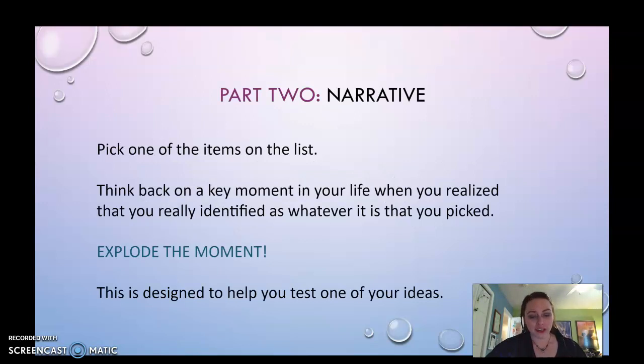The second part of your paper is your narrative. You will pick one of the items on your I am list and think back to a key moment in your life when you realized that you really identified as whatever it is that you picked. So this is one of those explode a moment options. This is designed to help you test one of your ideas. Essentially, the second part of this paper is similar to those little mini memoirs that you've been writing all semester, except that we're going to be writing about your identity. So keep that in mind.